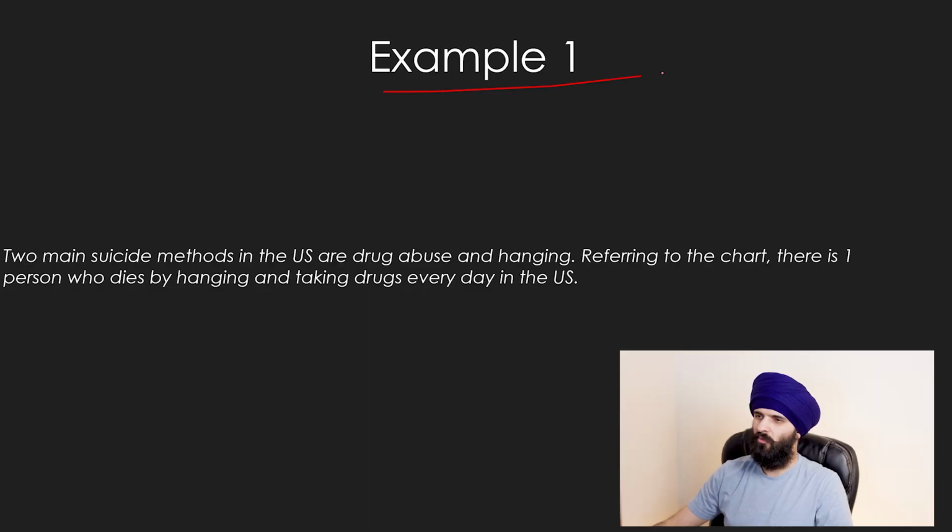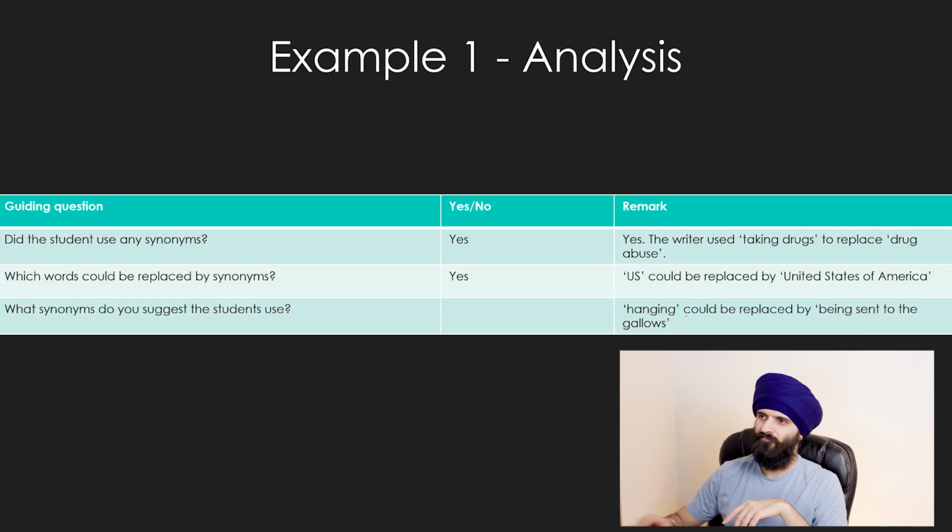Alright, let's look at example 1. The 2 main suicide methods in the US are drug abuse and hanging. Referring to the chart, there is one person who dies by hanging and taking drugs every day in the US. What do you think about the overall gist of this? Doesn't matter, let's quickly analyze this answer.